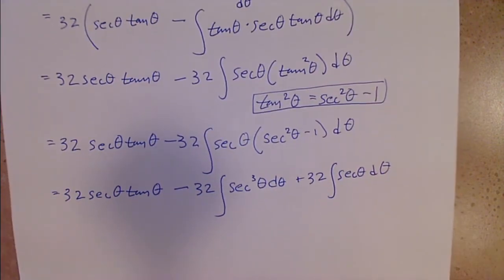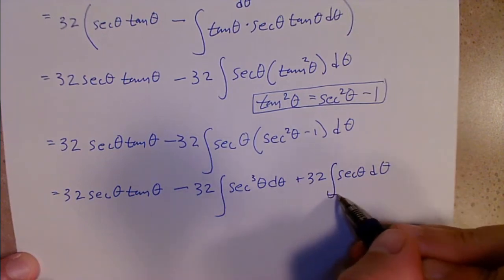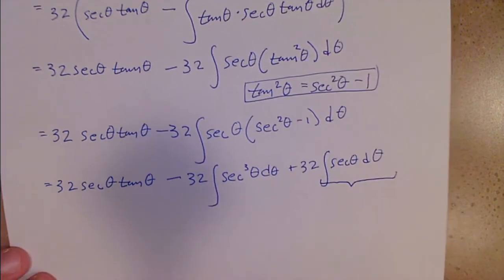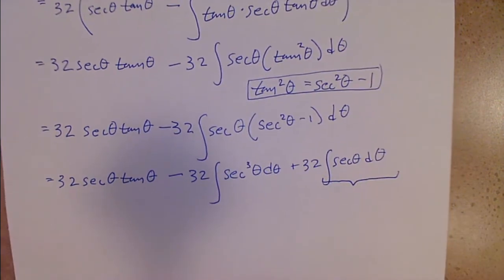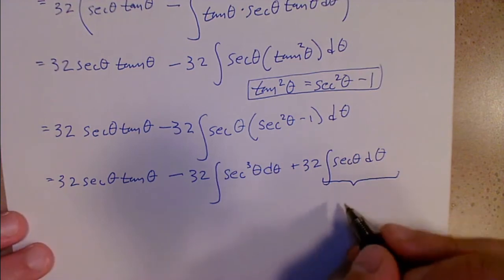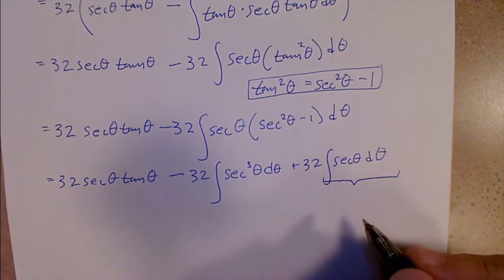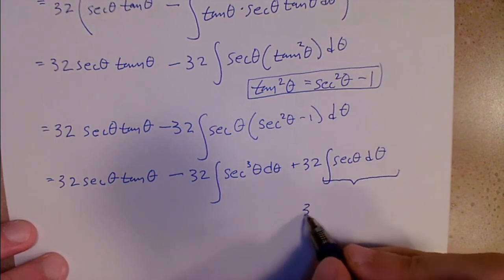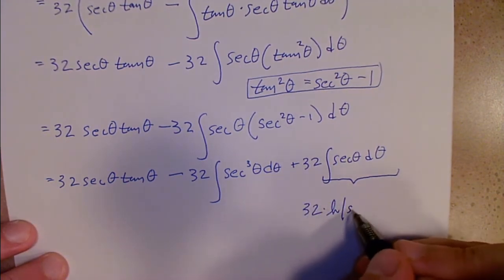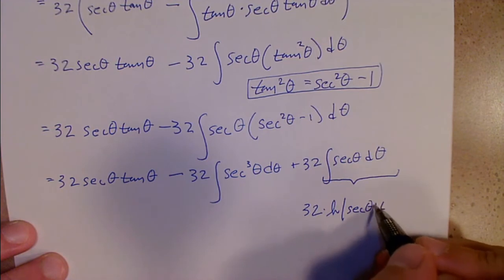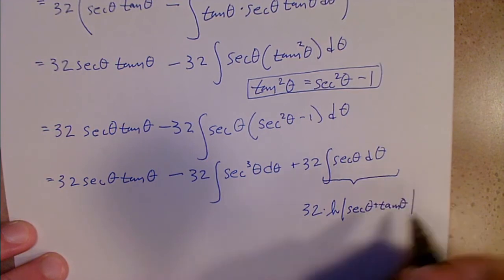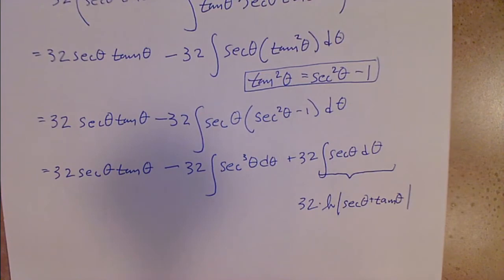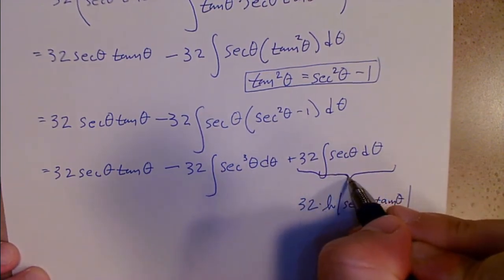All right? Now, what does that give us? Right here, at this point in the game, we should recognize secant theta. What is the integral of secant theta? At least when I learned it, we just memorized the integral of secant theta. So I'm just going to use that for this problem right here. So this is 32 times natural log of secant theta plus tangent theta, like so. And that 32 is included with that right there.